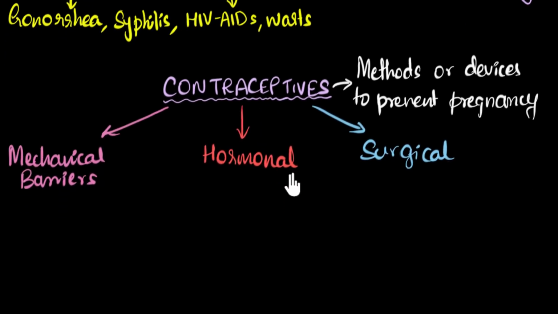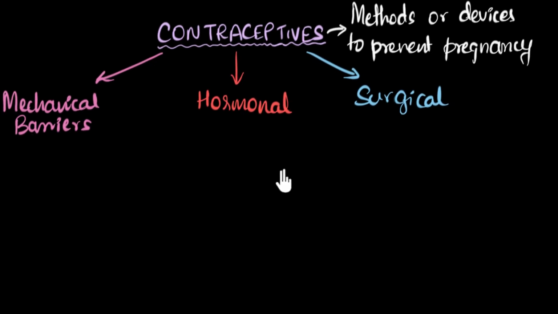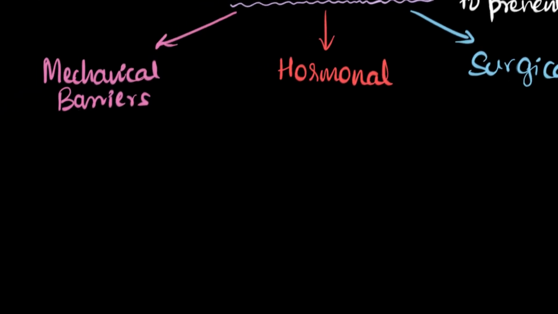Let's move up and make space. Okay, so we have mechanical barriers, the hormonal methods, and the surgical methods. Let's start with the mechanical barriers. What does that do? Well, as the name suggests, it acts like a barrier. But a barrier for what? Well, it acts like a barrier for the fluids. So it ensures there is no fluid exchange between the people involved.